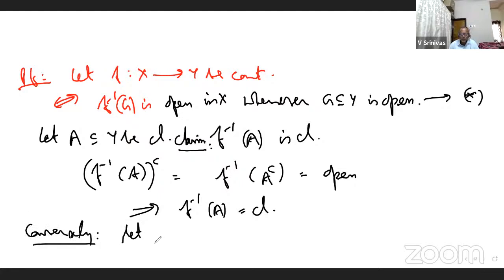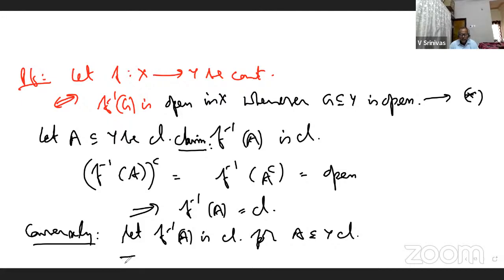Let F inverse of A be closed for A contained in Y closed. Assume that this statement is true. Now we'll show that F is continuous. So F inverse of A is closed means what? You have to use this, so come into the terms of open sets. If something is closed, its complement will be open.